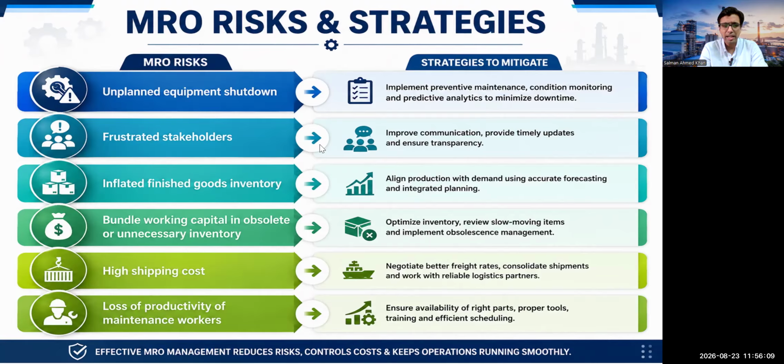There could also be higher shipping cost for the MRO considering emergencies. So you need to negotiate better, consolidate your shipments, and work with a reliable logistics partner. When you have not arranged the MRO or you have no budgets, there could be a risk of loss of productivity of maintenance workers. So you have to ensure availability of the right parts, proper tools, training, and efficient scheduling.